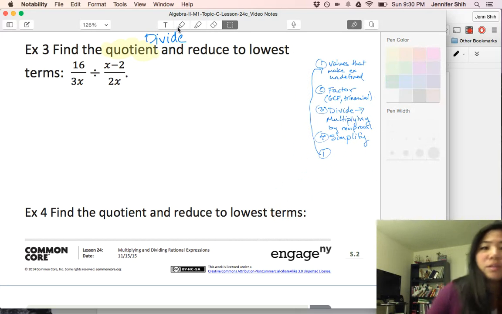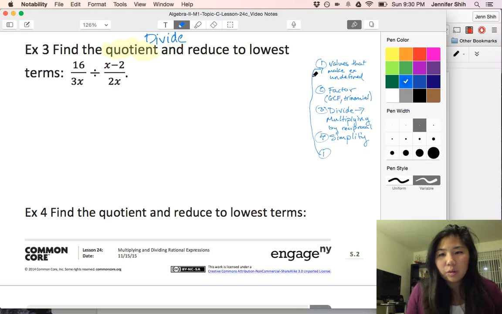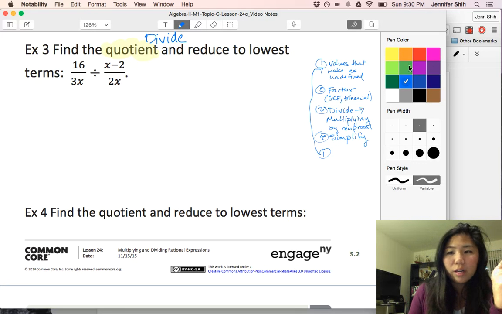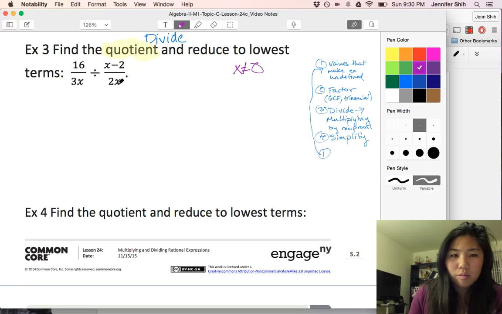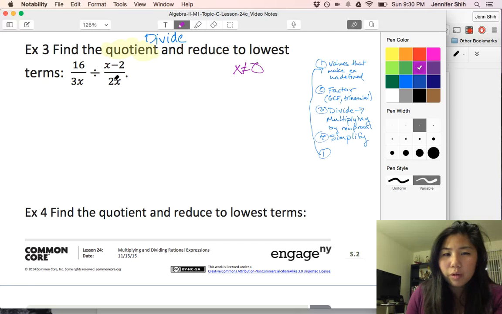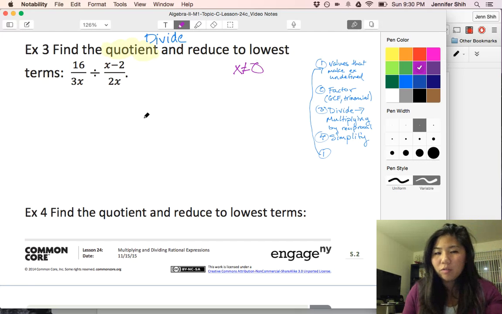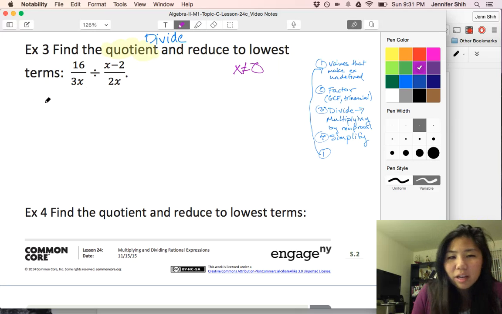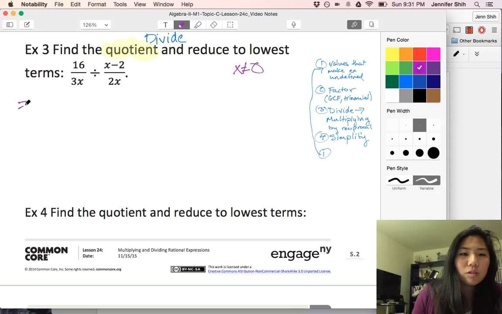Okay, so let's go through our steps. Values that make the expression undefined. Already, I know that x cannot be 0, because if I put a 0 in here or put a 0 in here, that would make my expression undefined, so I already have to exclude 0. So now I'm going to factor. Looks like it's pretty factored already. I think it's okay, and now I'm going to divide.